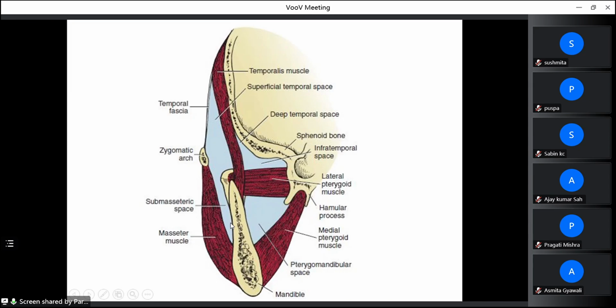The characteristic feature of masticator space infection is trismus. The patient cannot open the mouth. Trismus occurs because whenever there is infection, it causes irritation to the muscles of mastication, so the muscles go into spasm. Due to the spasm of the muscles of mastication, there will be trismus. The patient cannot open their mouth.